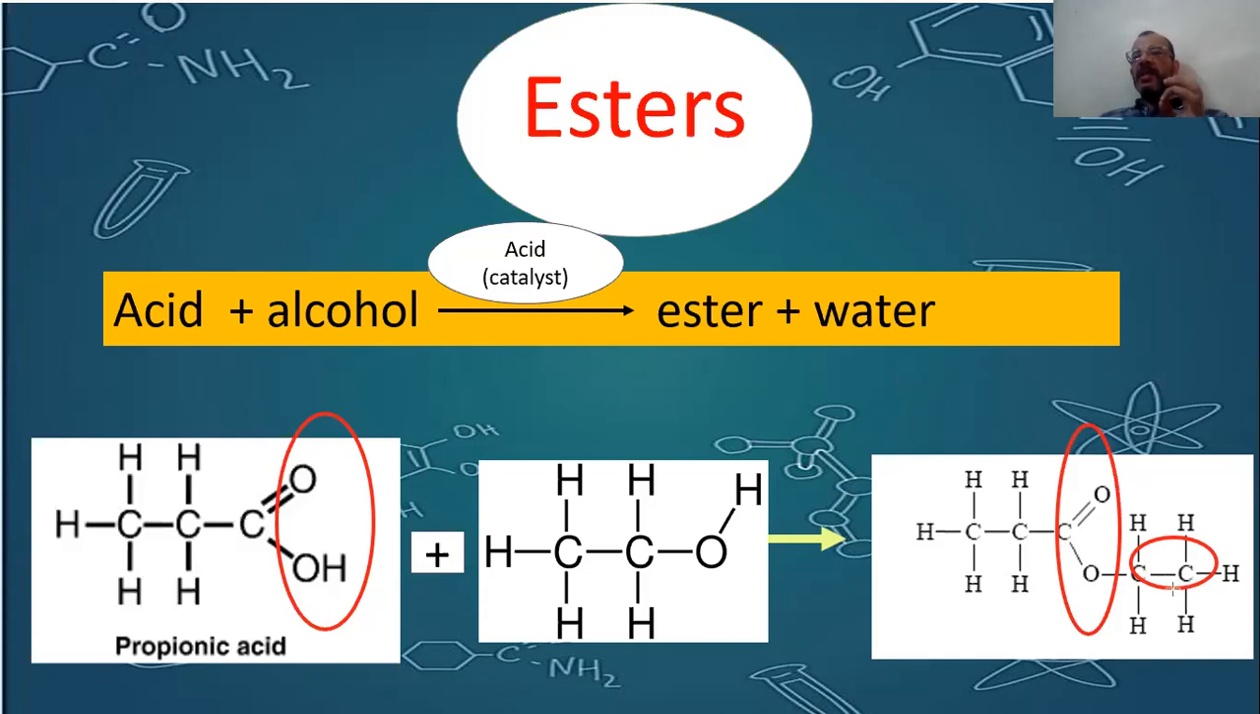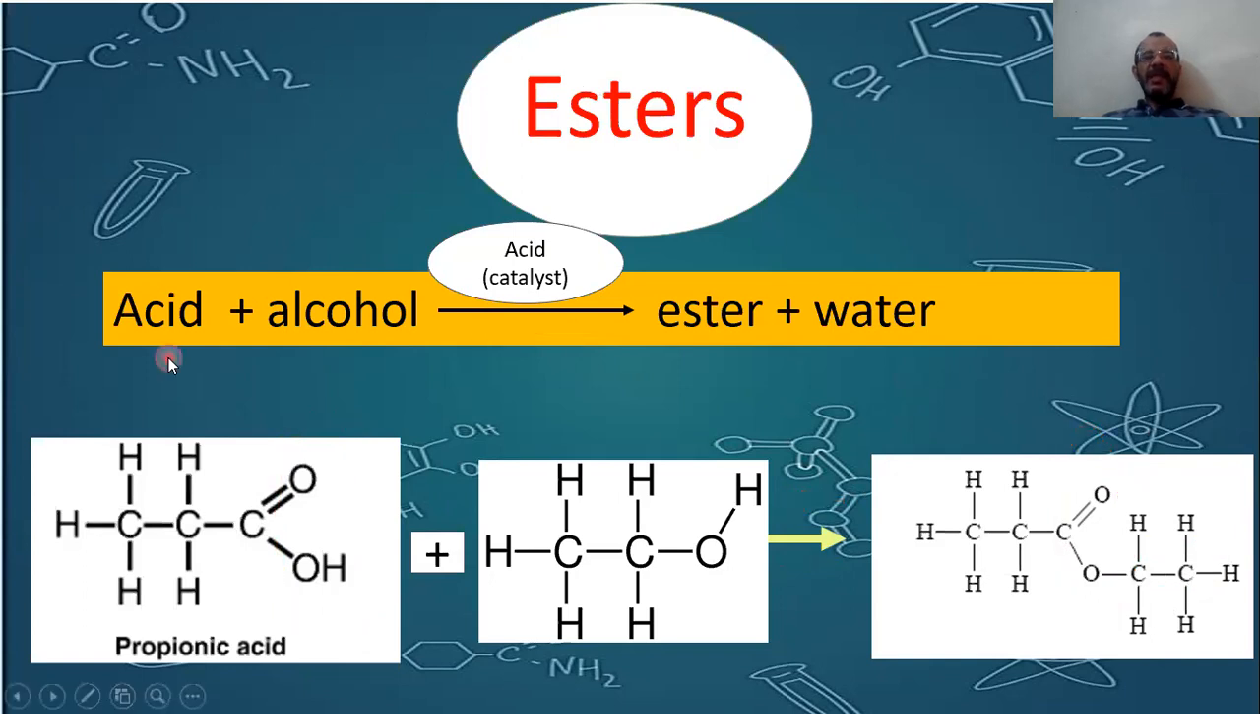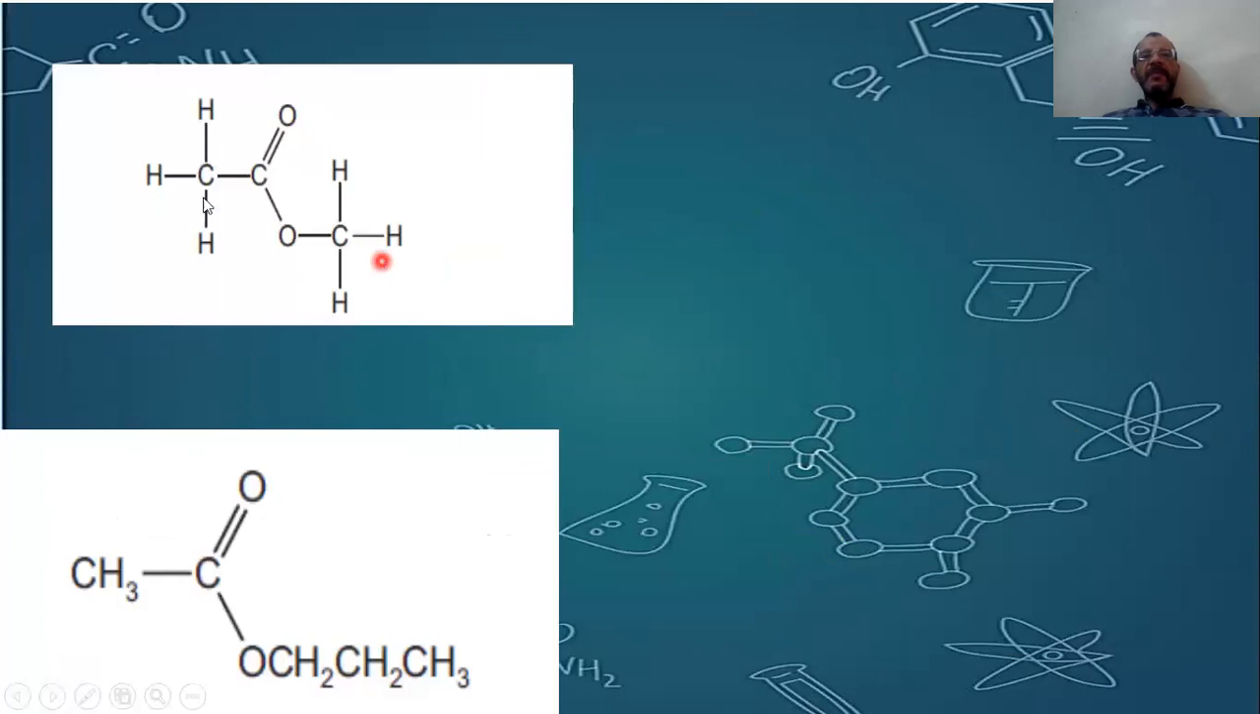That is ester. So ester is a compound that comes from the reaction between acid and alcohol. How can we name ester? That is the point now. This reaction is a reversible reaction. Reversible reaction means this one can go in two directions. That's why we add a catalyst to allow it to go in one direction. Let's see how we can name this. How can we name ester?